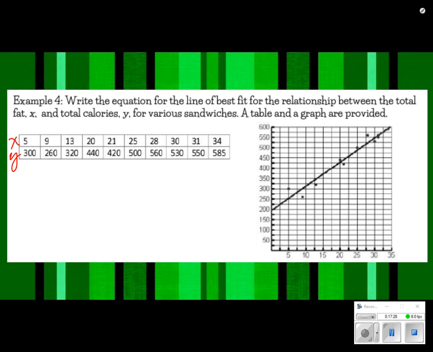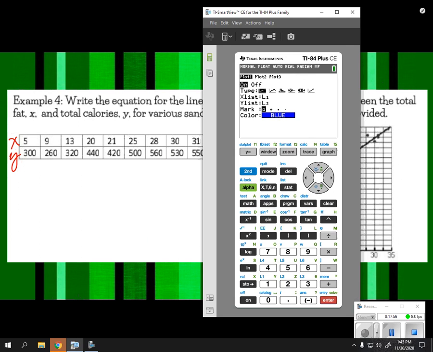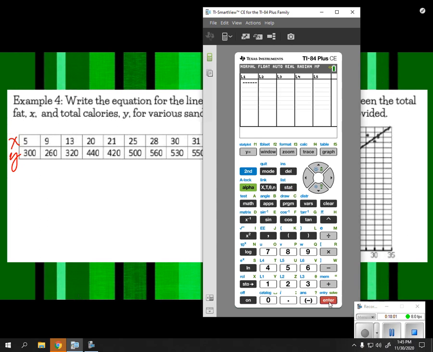All right, and we have a table and a graph. With our graph, we see that the dots are pretty close to building a straight line. There are some points that are actually on this line. But what we need is an equation, so we're going to break out our calculator. And on this calculator, we are going to go to stat and enter.